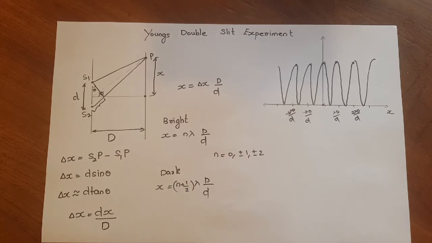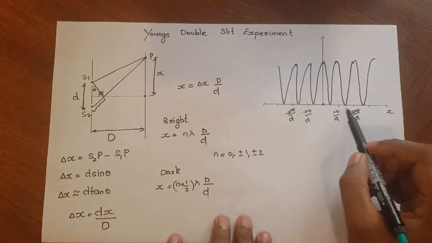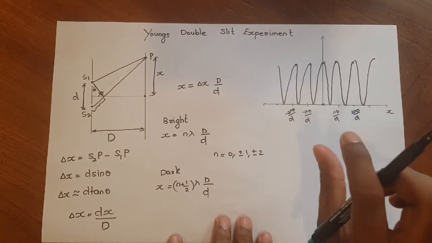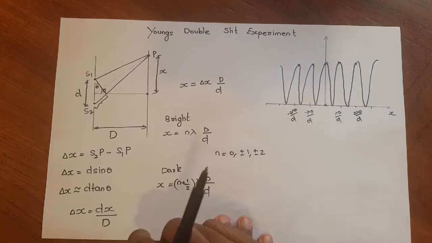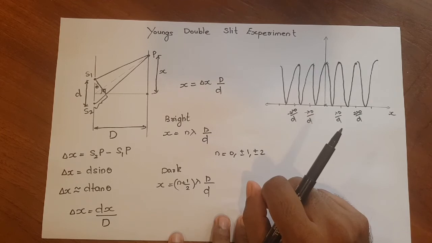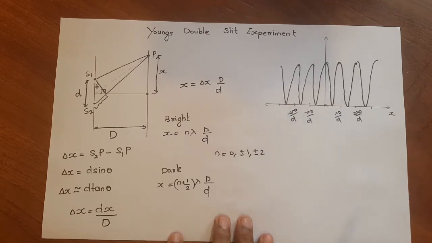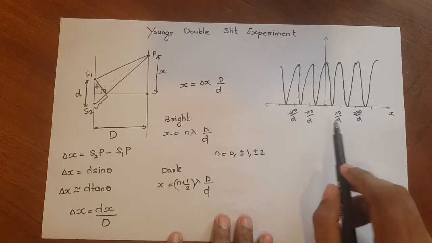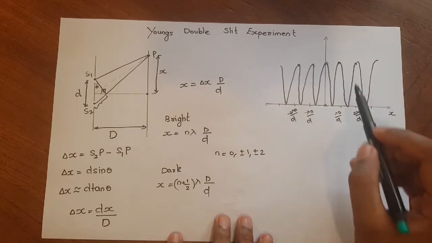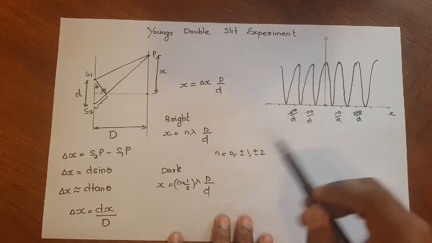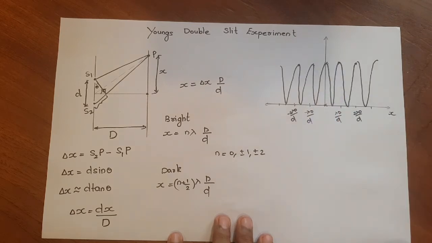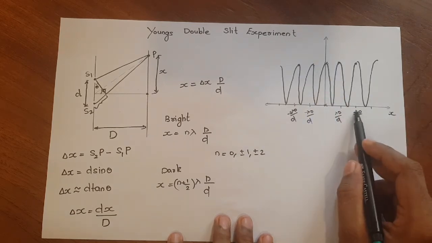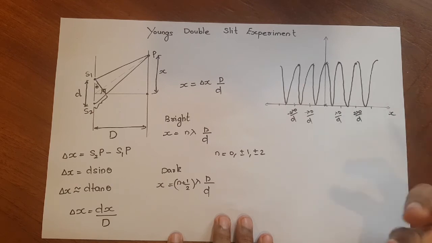So this is about Young's double slit experiment, and from this you can easily calculate the extension of the fringe: what is the fringe width, how wide is the bright fringe, how wide is the dark fringe. You can easily see from this that this point to this point is the fringe width, and this point to this point is the next fringe width. And from this you can clearly see that the width of a fringe is lambda D by d.